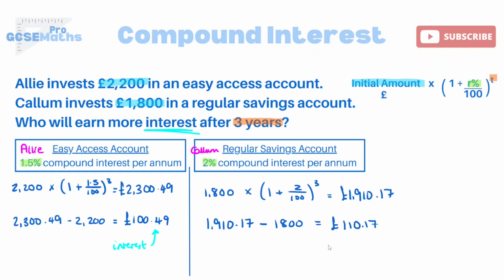£110.17. Okay, now this is not the last bit, right? Because, yeah, okay, we've worked out the interest for both. However, they've said, who will earn more interest? So they actually want us to write a conclusion. And I don't mean like a sentence, I just mean clearly indicate, is it Allie or Callum, basically. So I'm going to put these little 3 dots, which means therefore, and obviously who has the more interest? Well, £100 versus 110. Okay, obviously that's going to be Callum. So just make it really clear who your decision is, okay? Otherwise, that's it. It wasn't much harder than the ones we've already done. We just had to do the same process twice.